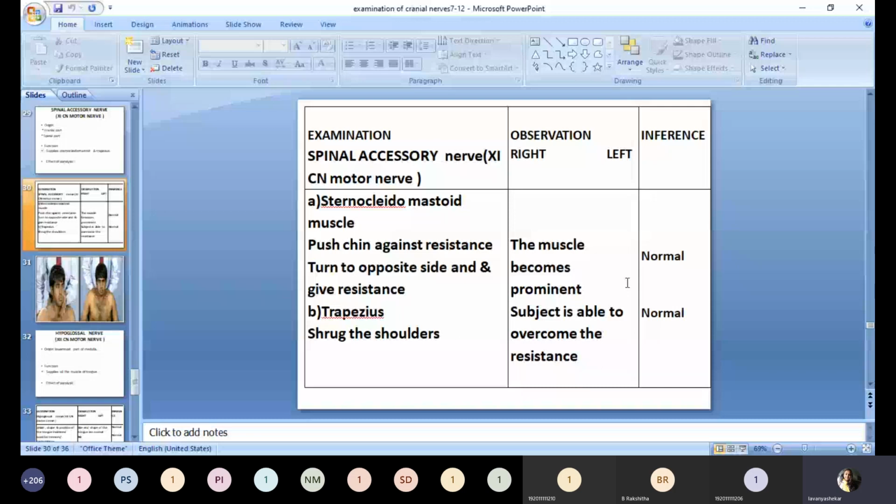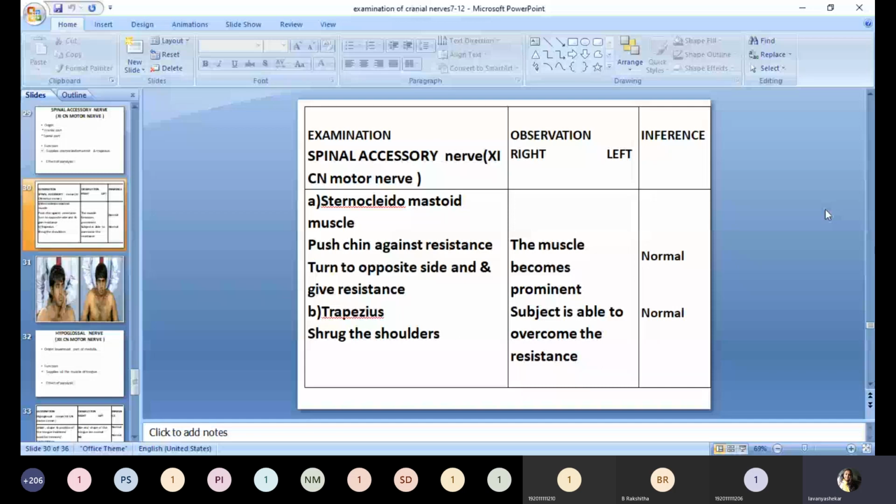Then you are going to check the trapezius muscles, wherein the individual is asked to shrug his shoulders and the examiner will apply resistance from above. If there is damage to the trapezius muscle, the subject will not be able to shrug his shoulders. If the individual is normal, he will overcome the resistance of the examiner and be able to shrug his shoulders, and the inference will be normal. So this is how you are going to check for the 11th cranial nerve.